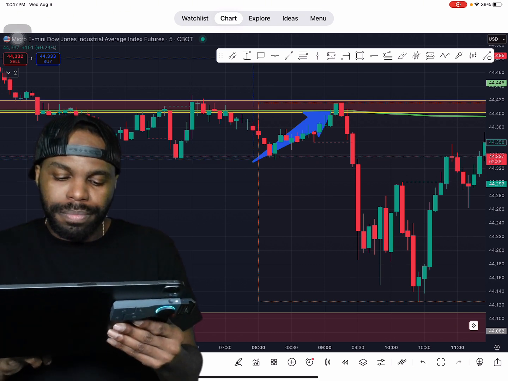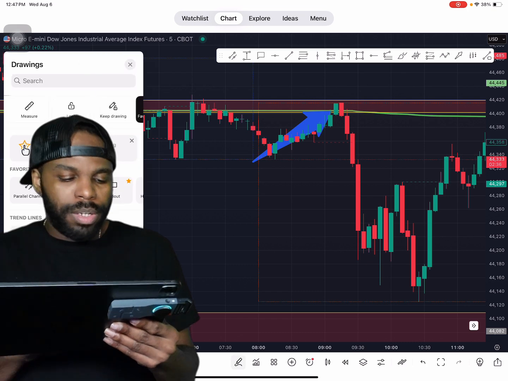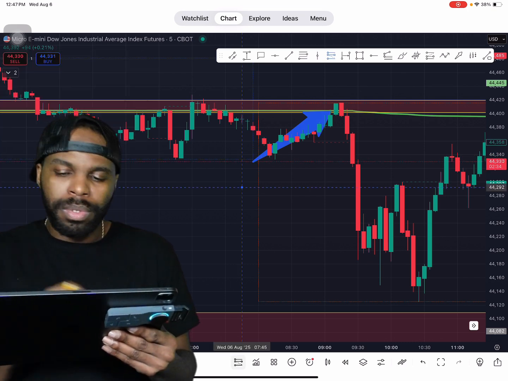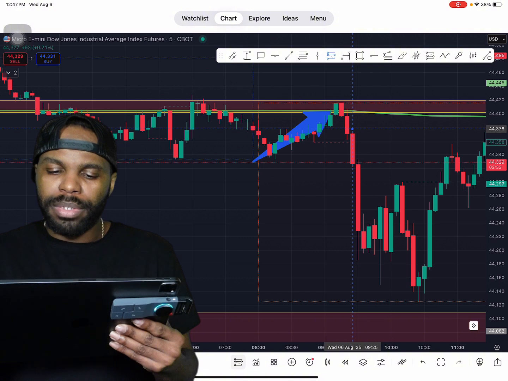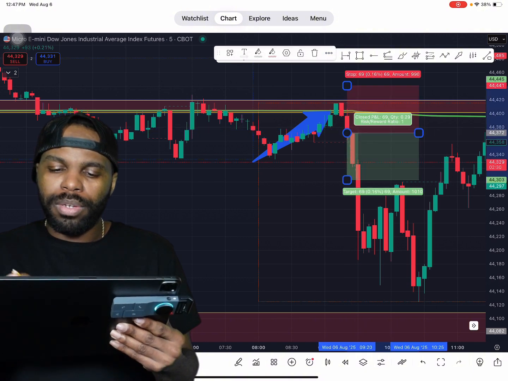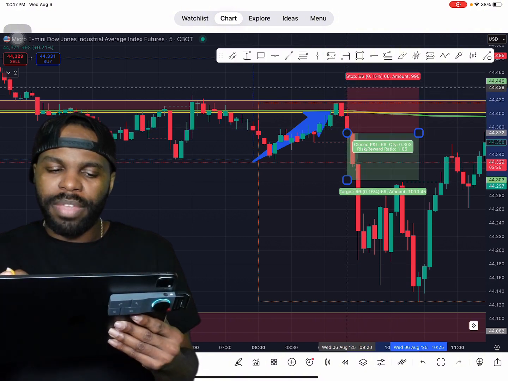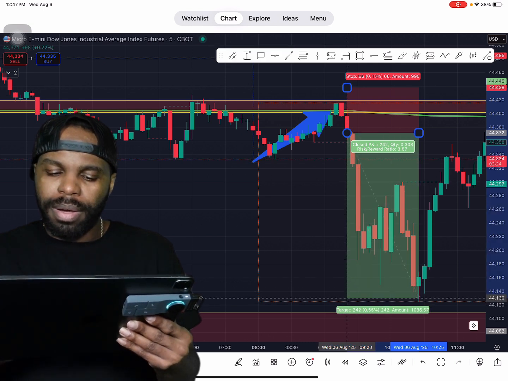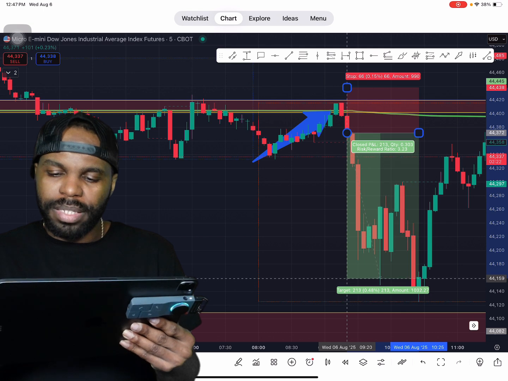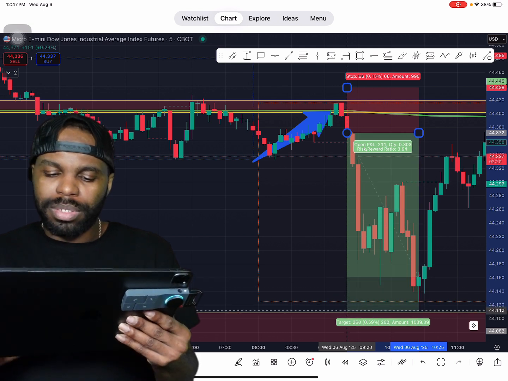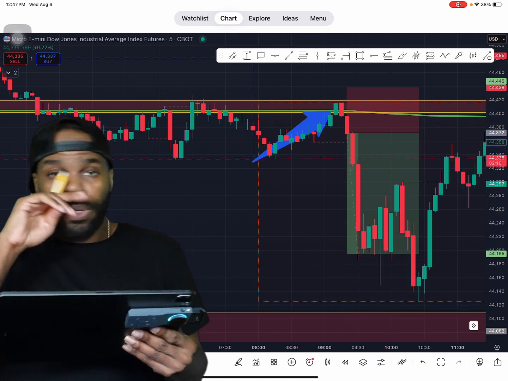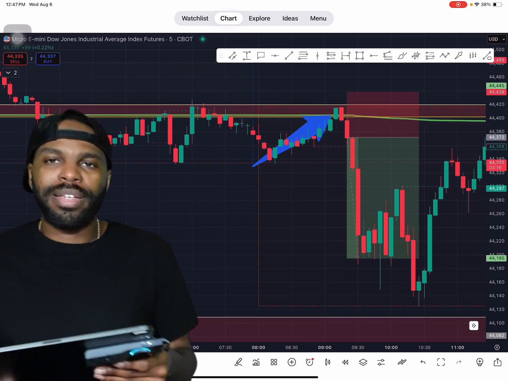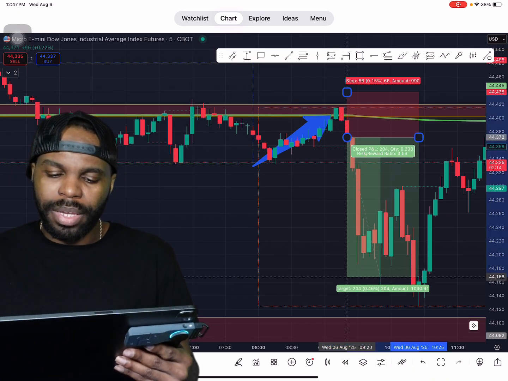So what you could have done was take a sell, a short position right here on that bearish engulfing, and you could have put your stop above that zone, and then you could have targeted this zone. The price never really came to the zone. That's normally what I do. I normally target the next zone, but in this case it didn't.